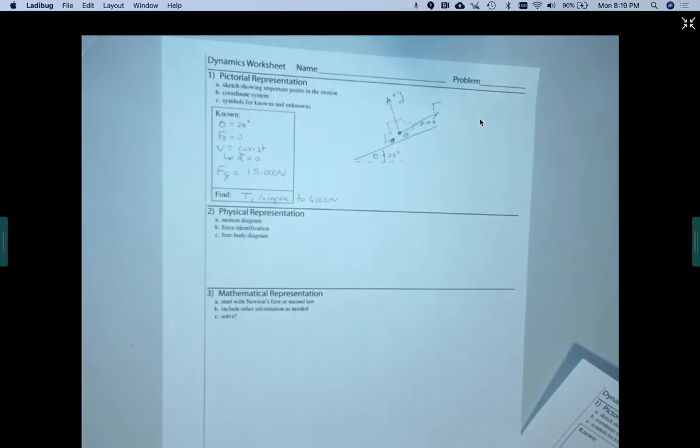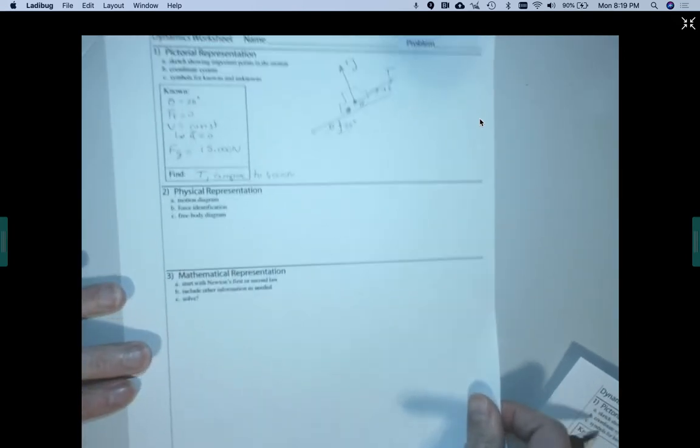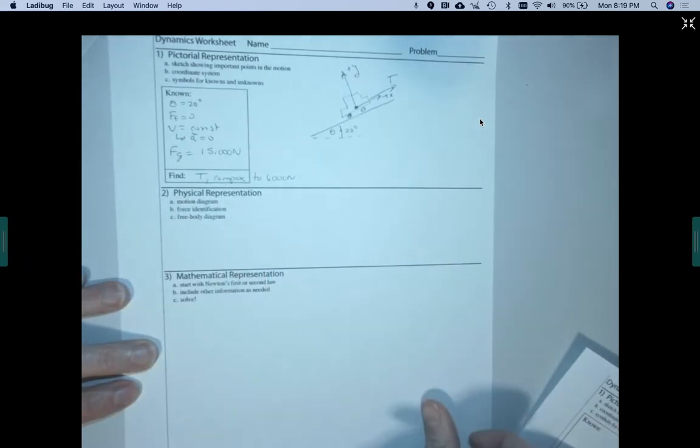Compared to 6,000 newtons. Okay, so it's going at a constant velocity. So here now we think about what all this means in terms of the motion of the object.